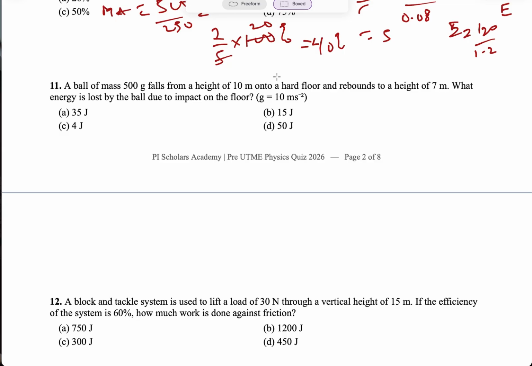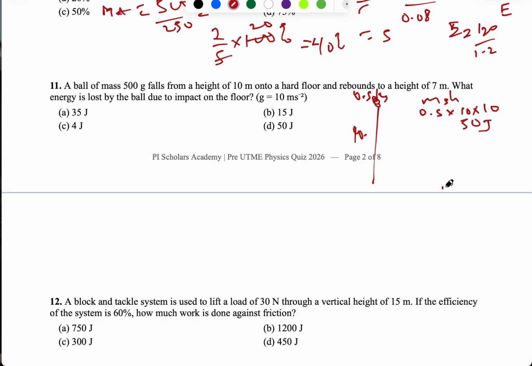What you need to do is, first of all, change this to kilograms. The ball is here at the height of 10 meters. Change this to kilograms, that's divided by 1000, that will be 0.5 kilogram. It possesses potential energy, which is mgh. So quickly calculate the potential energy at that height: 0.5 times 10 times 10. This is going to be 0.5 times 10 is 5, 5 times 10, so that will be 50 joules. So it has 50 joules of energy at that height.